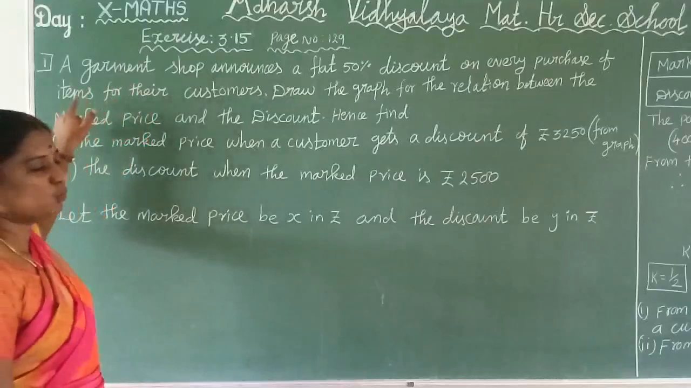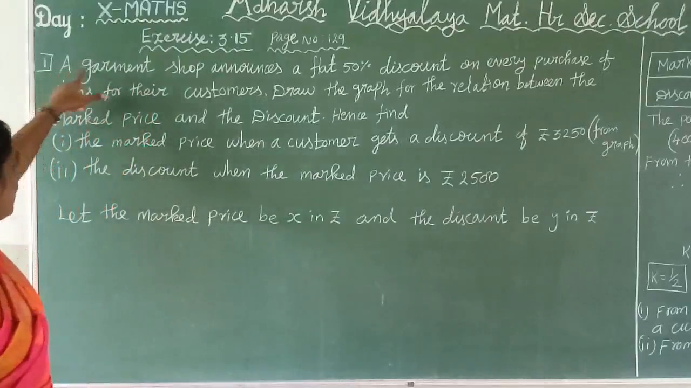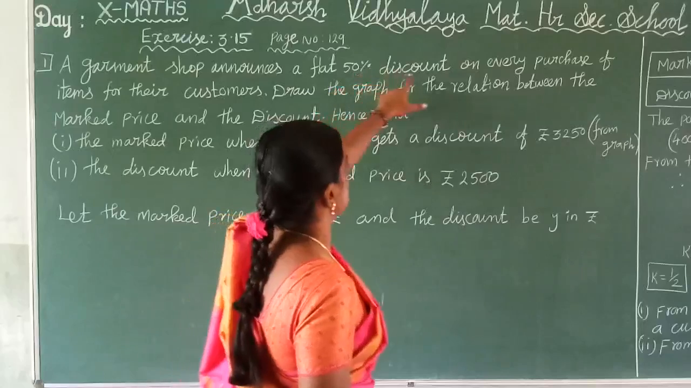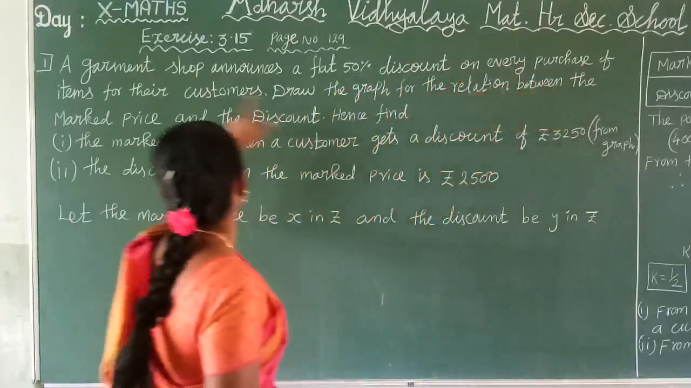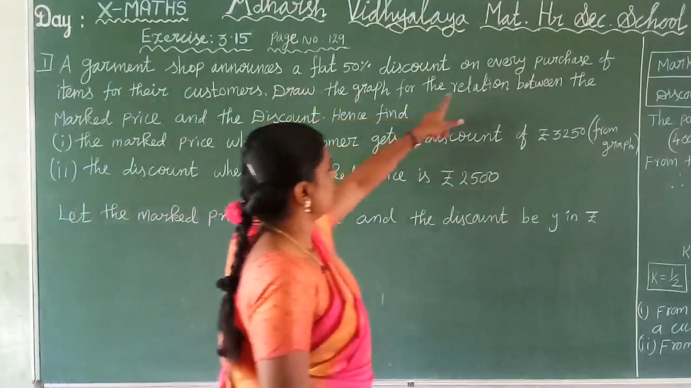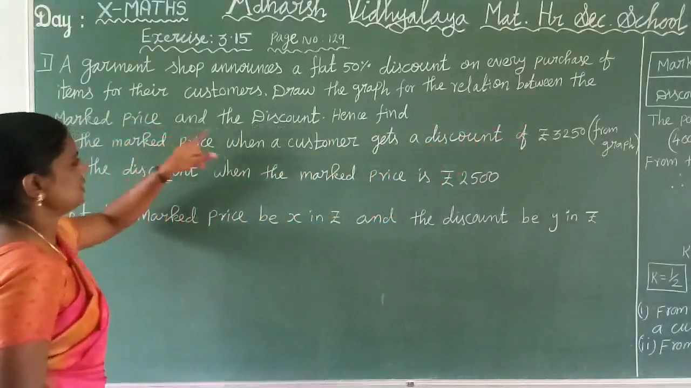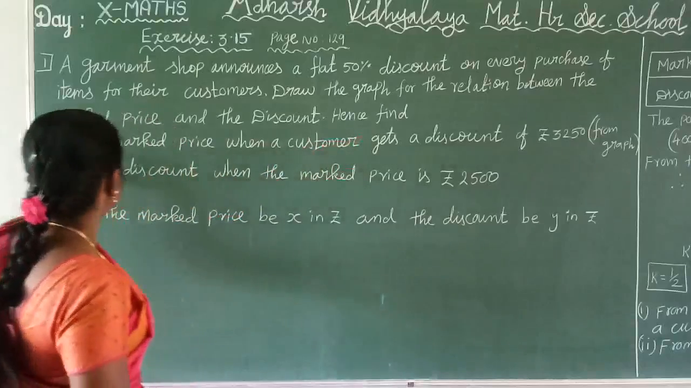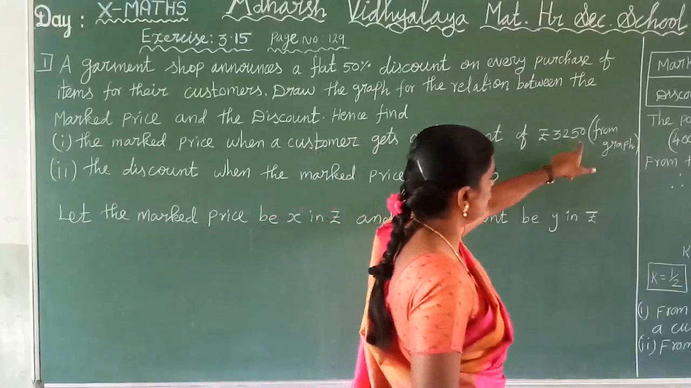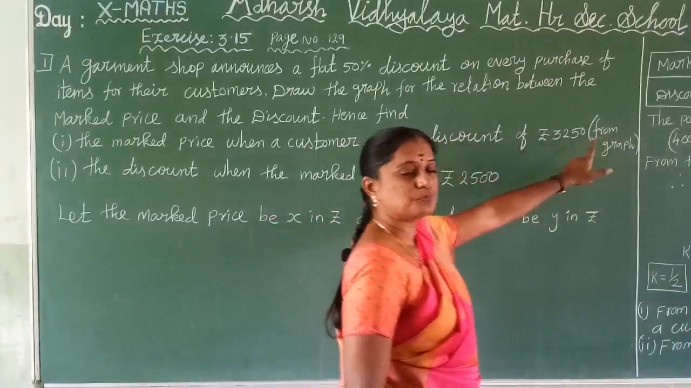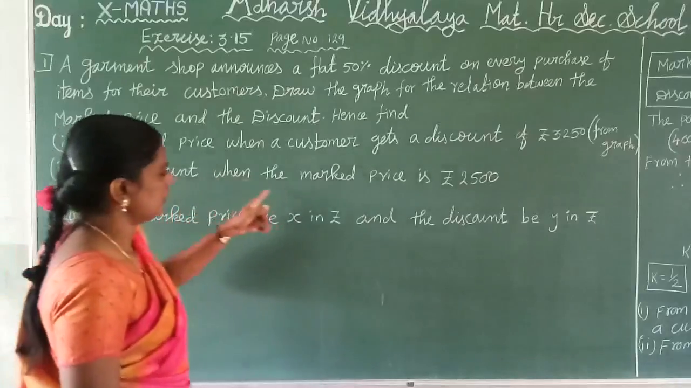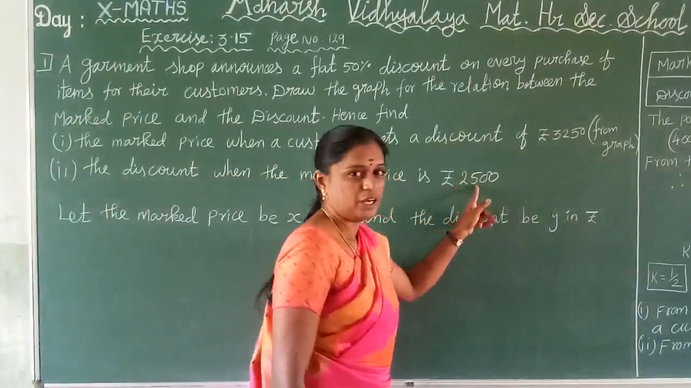A few problems. First question: a garment shop announces a flat 50% discount on every purchase of items for their customers. Draw the graph for the relation between the market price and the discount. Hence find, first, the market price when a customer gets a discount of rupees 3250. From the graph we find the answer. Second, the discount when the market price is rupees 2500.